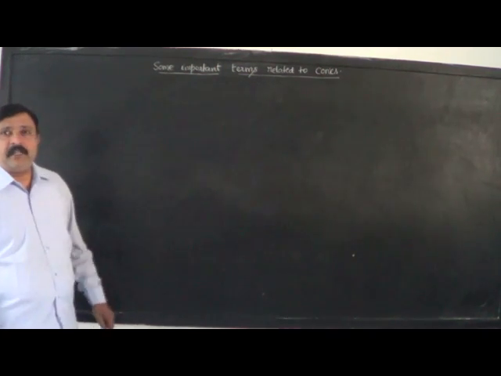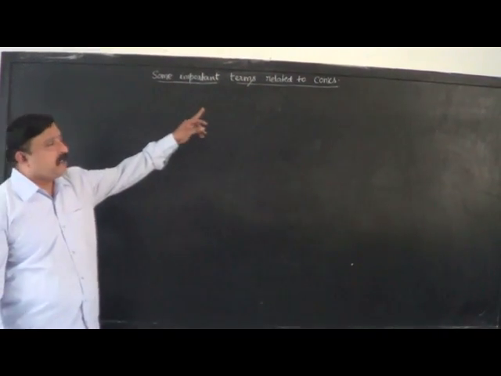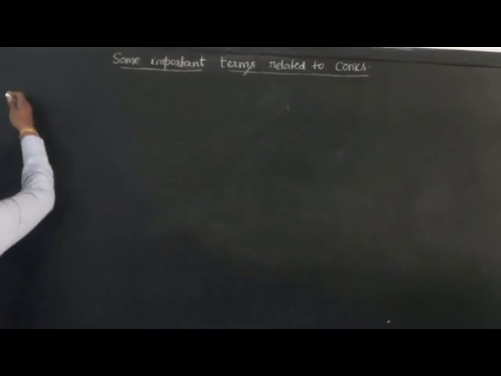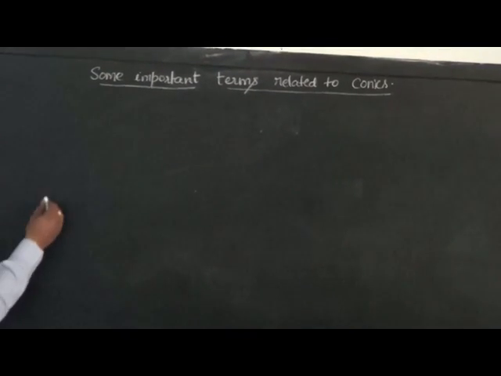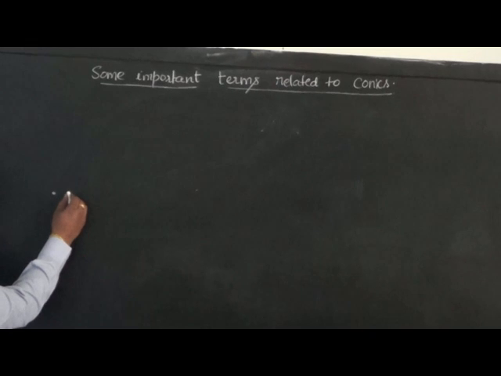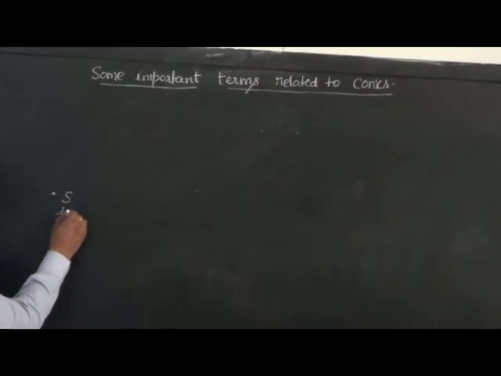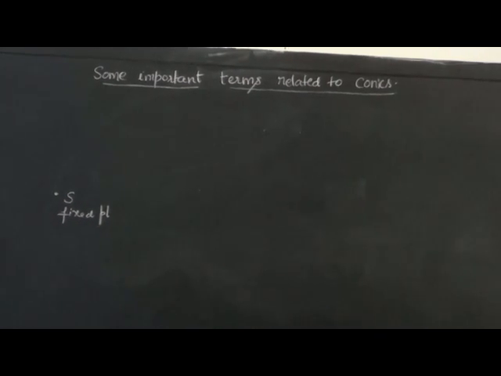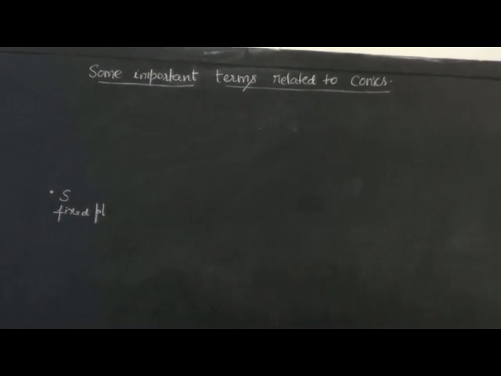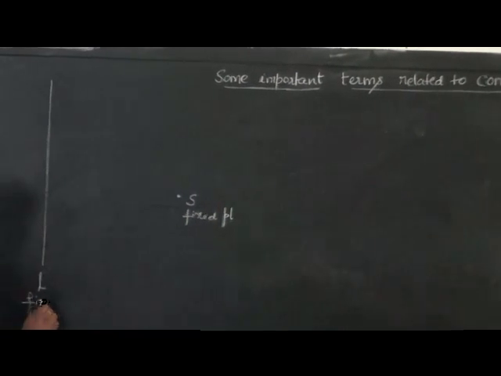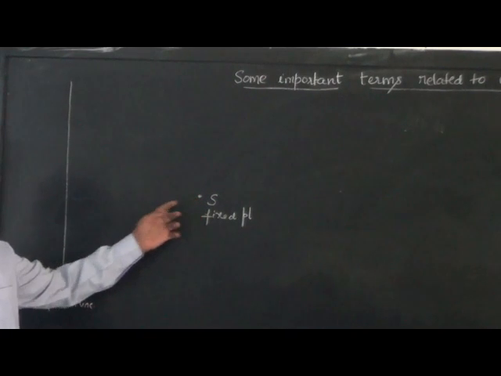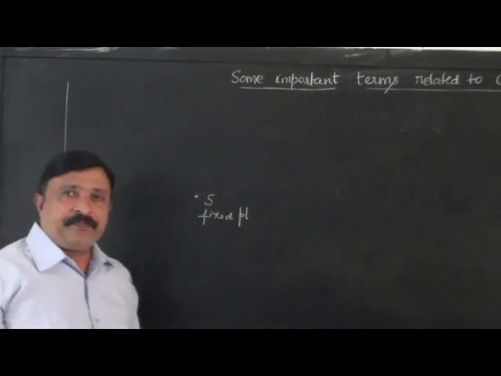In this video, let's learn some important terms related to a conic. In a coordinate plane, let's assume that this board itself is a coordinate plane. Let S be a fixed point and L be a fixed line.